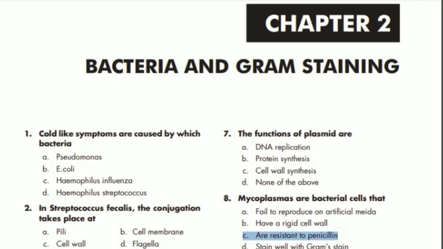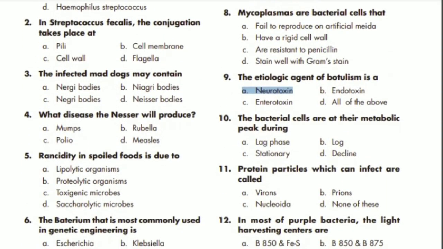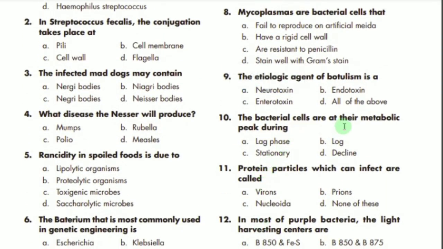The etiologic agent of botulism is mostly a neurotoxin. MCQ number 10 says the bacterial cells are at their metabolic peak during which phase? When bacterial cells reach a high metabolic peak, that phase is usually called the log phase. B is the correct option. MCQ number 11 says protein particles that can infect us, what do we call them? We call them prions.